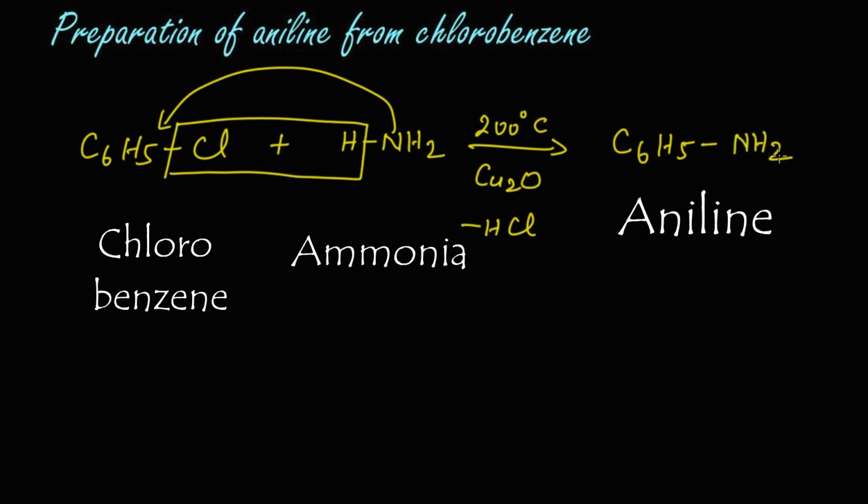Let's summarize the reaction. When chlorobenzene is reacted with ammonia at the temperature of 200 degrees Celsius in presence of Cu2O, we get aniline as the product with the elimination of HCl.